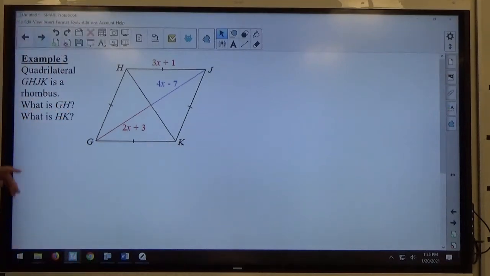Hey, for this one, quadrilateral GHJK is a rhombus. What is GH? What is HK? So first off, I can see it's a rhombus. I know that all four sides are the same. It asks me to find GH.